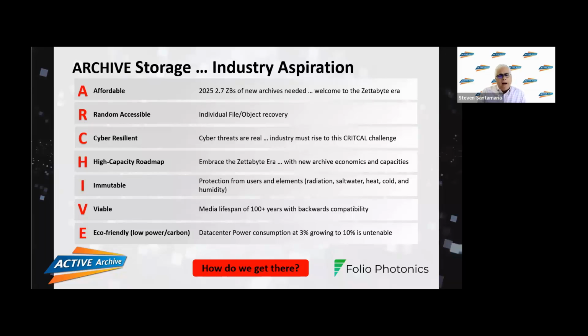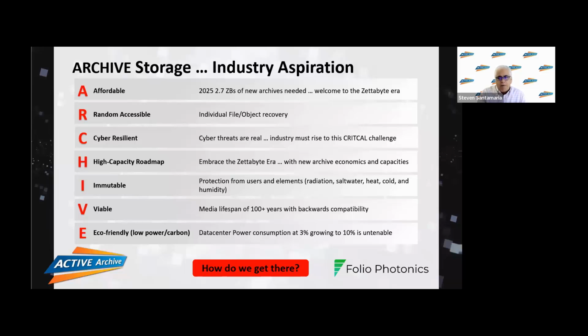A high capacity roadmap, again, it's the zettabyte era. We as an industry, whether it's optical, tape, and I saw the tape roadmap, which is fantastic, and HDD, I've seen those also. And then there's the DNA guys. We need more capacity, and everybody has to drive to it. It's not about sitting on our laurels here. It's just figuring out a way to do this by affordable means.